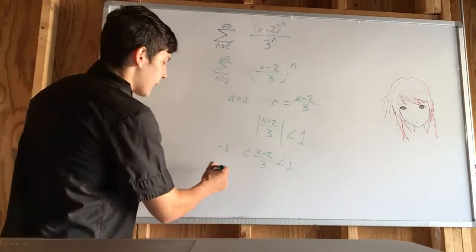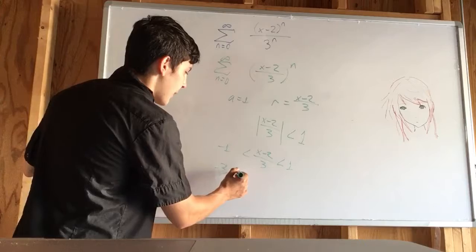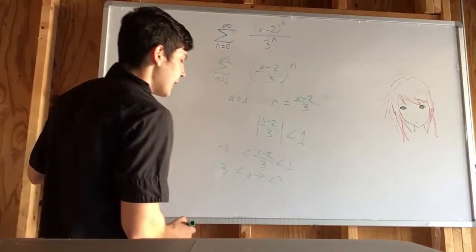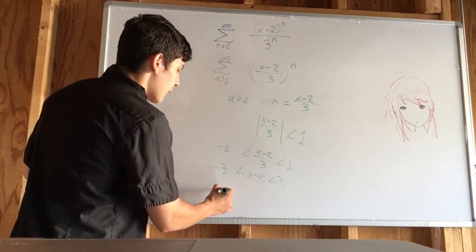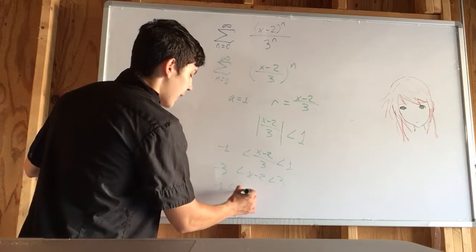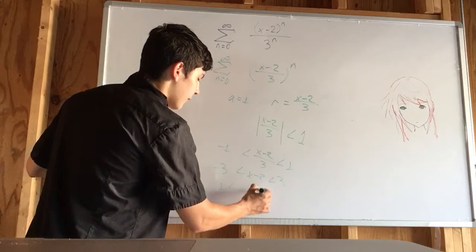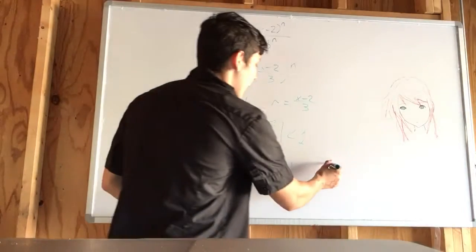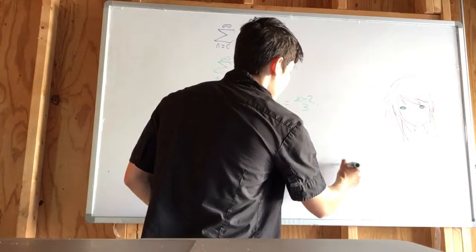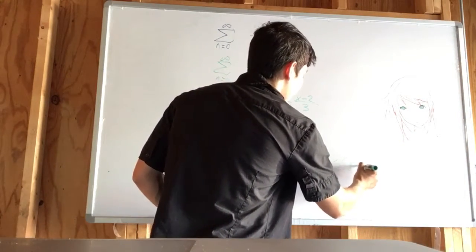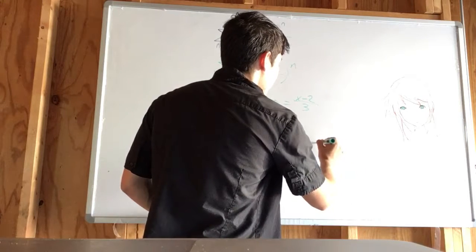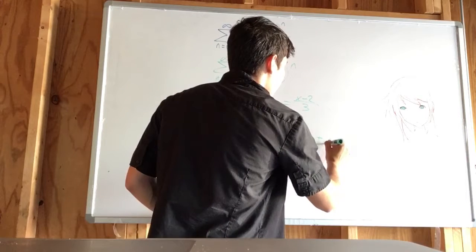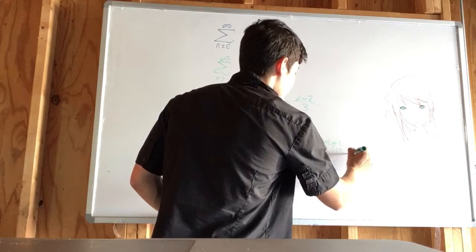So now we can solve for x. We multiply both sides by 3, we get negative 3. We've got x minus 2 in there, we've got 3. Add 2 to both sides, we get negative 1, x, and then we get 5. So we have found our interval from negative 1 to 5. So x must be between negative 1 and 5. That's our interval of convergence.